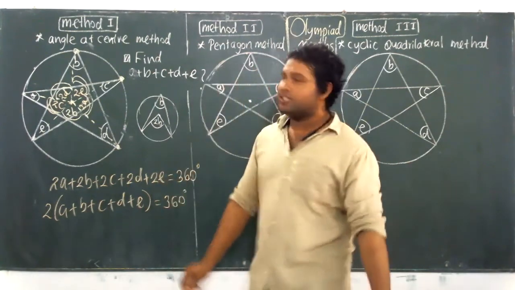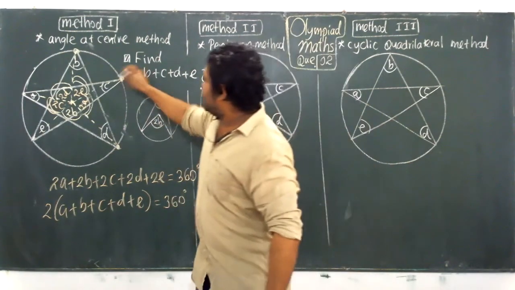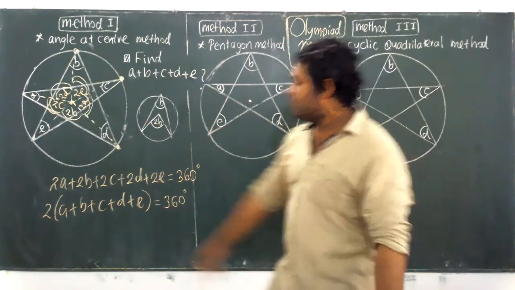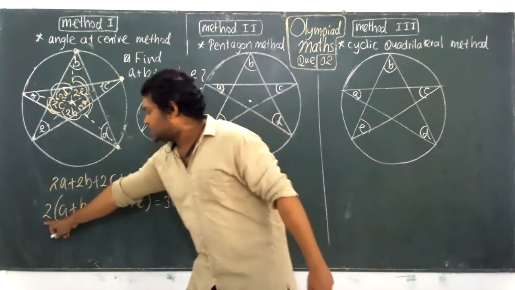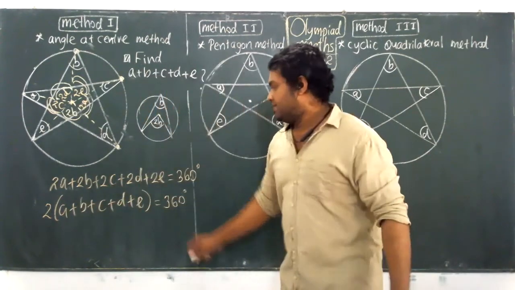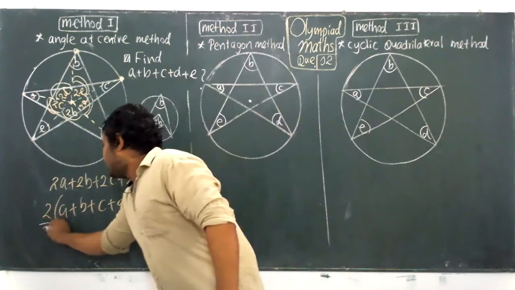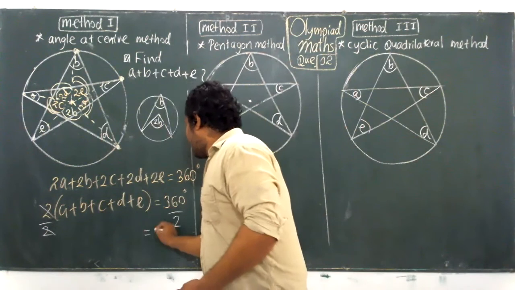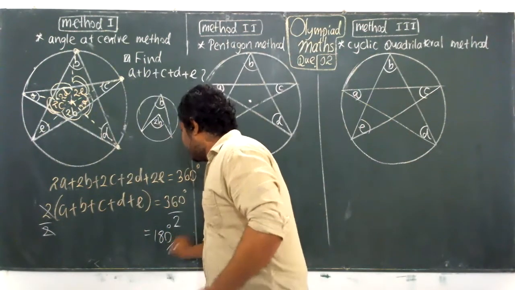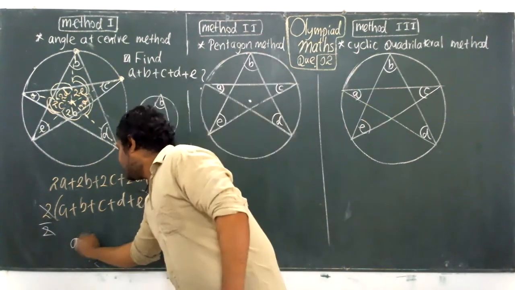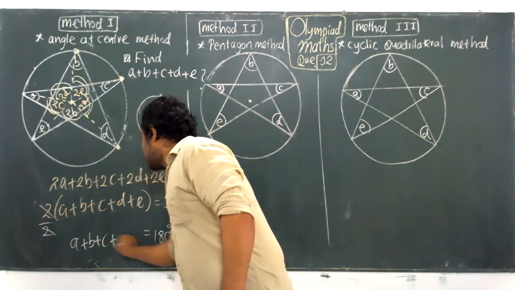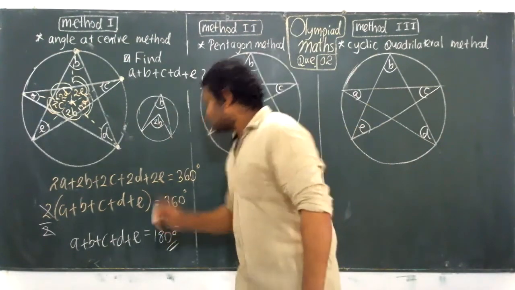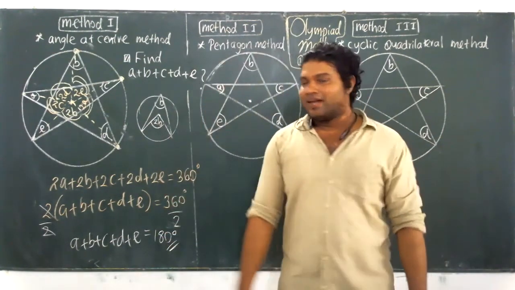But my target is to get the sum A plus B plus C plus D plus E. To get this sum, I have to make this the subject. Therefore, I want to get rid of this multiplier 2 as a divisor. If I divide both sides by 2, your answer is 180 degrees. Therefore, A plus B plus C plus D plus E is 180 degrees. This is the answer.